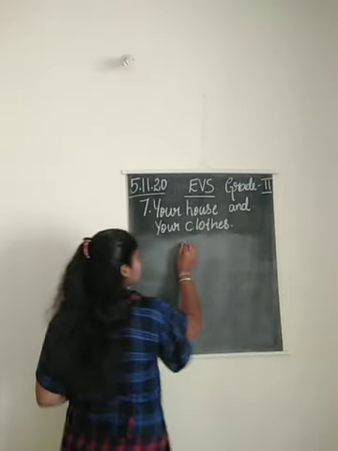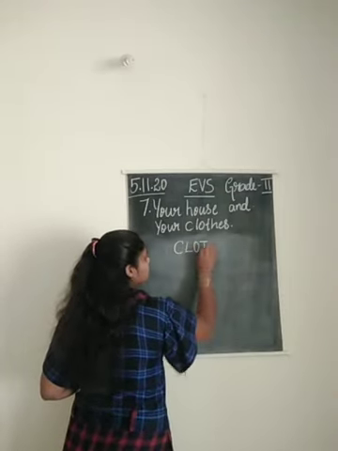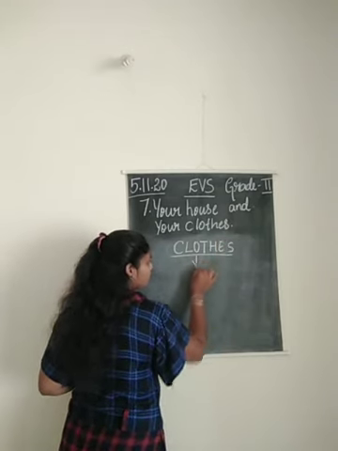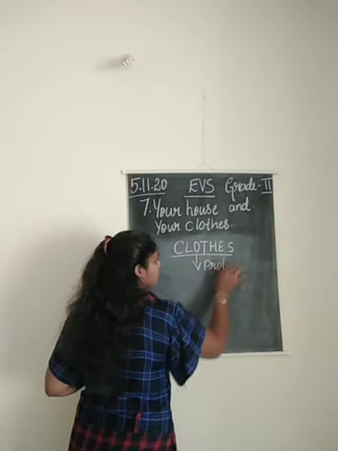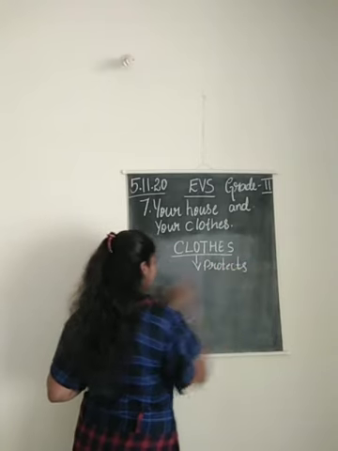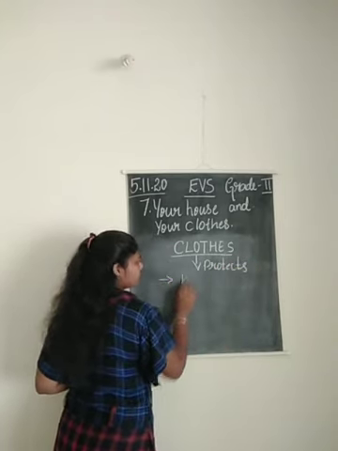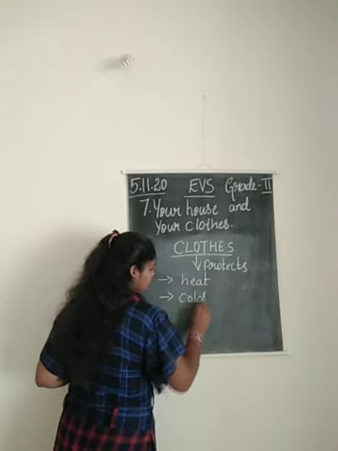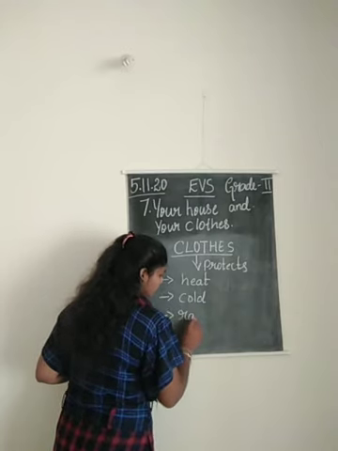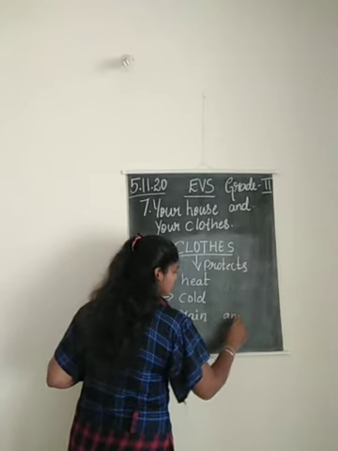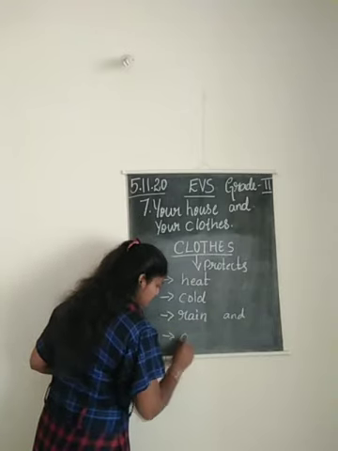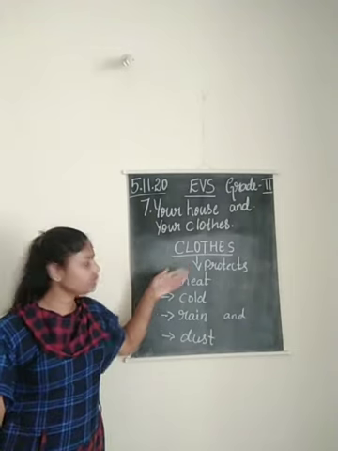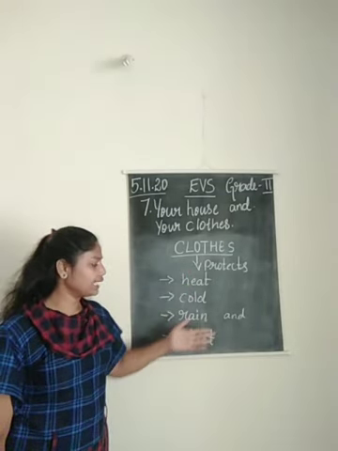The next one is clothes. Clothes protect us from heat, cold, rain, and dust. Understood? Clothes protect us from heat, cold, rain, and dust.